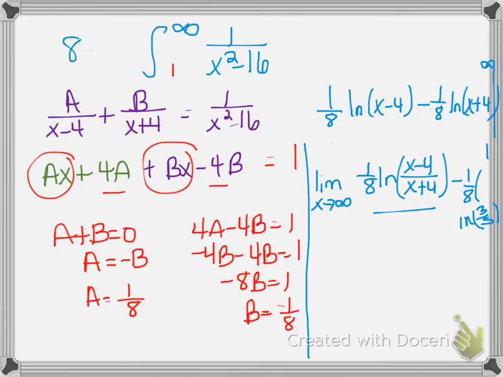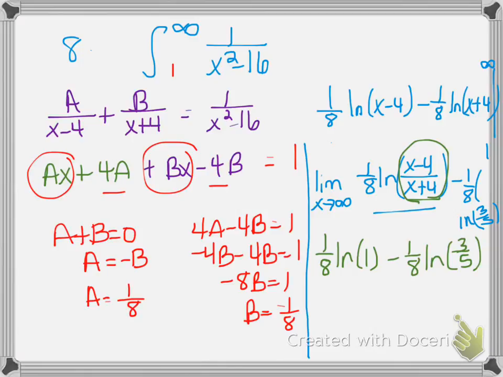Now, to finish, I know that the limit as you approach infinity of x minus 4 over x plus 4 is 1. So I can just plug that in. Alright, e to what power is 1? That's 0. And then so I get -1/8 ln of 3/5. That seems kind of strange because these are areas, and it looks like you get a negative, but if you put that in the calculator, you actually get a positive number.